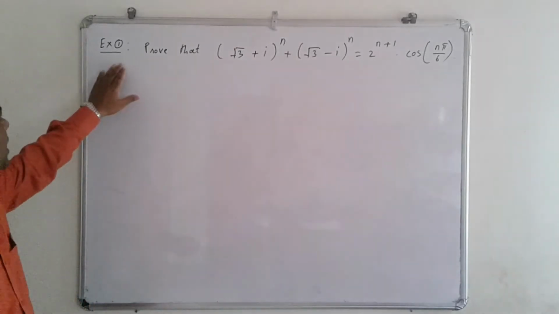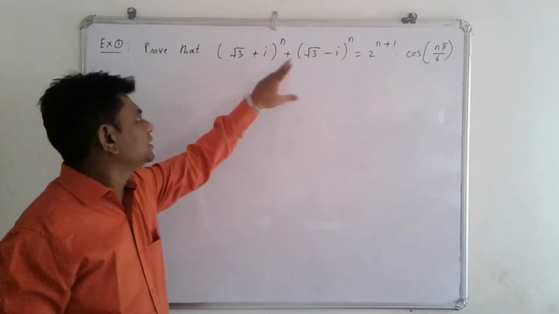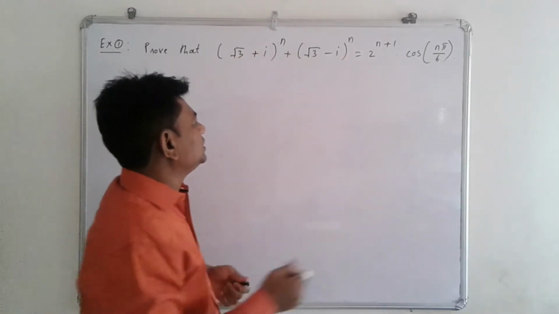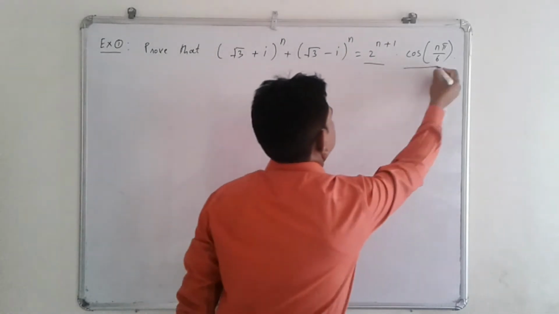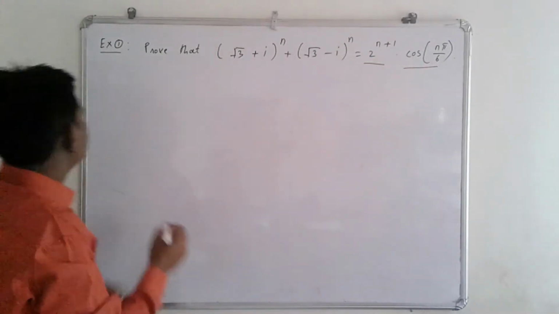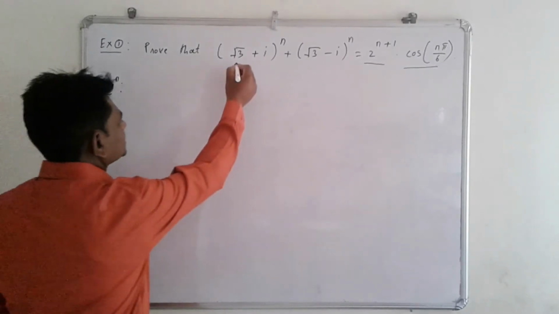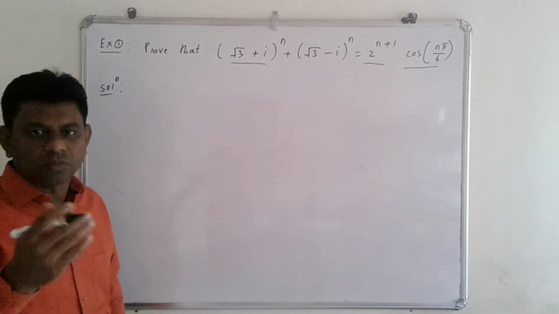Now, example 1: prove that (root 3 plus i)^n plus (root 3 minus i)^n is equal to 2^(n+1) times cos(n pi by 6). Now, its solution. First, we express this complex number root 3 plus i in polar form.